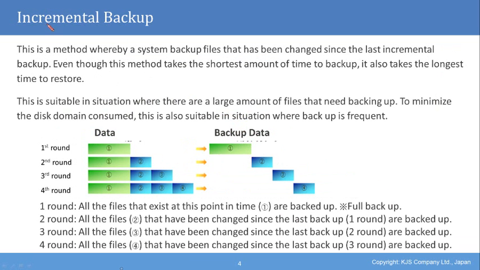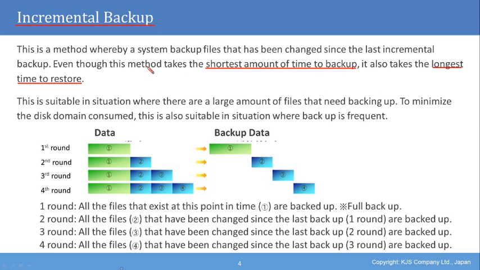Now there is another method which is known as the incremental backup. Now in this method, a system backs up files that have been changed since the last incremental backup. Even though this method takes the shortest amount of time to back up, it also takes the longest time to restore.